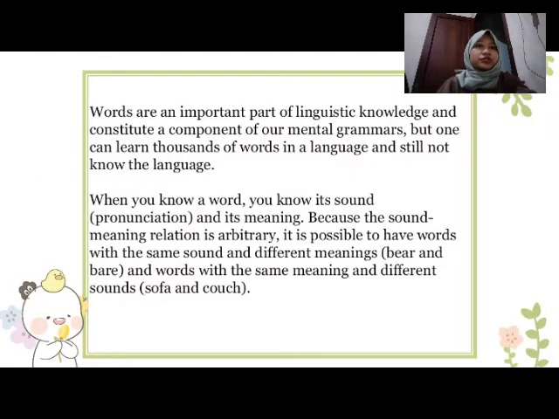As we know, words are an important part of linguistic knowledge and constitute a component of our mental grammars. But one can learn thousands of words in a language and still not know the language. Without knowledge of the language, one cannot tell how many words are in an utterance. Knowing a word means knowing that a particular sequence of sounds is associated with a particular meaning.